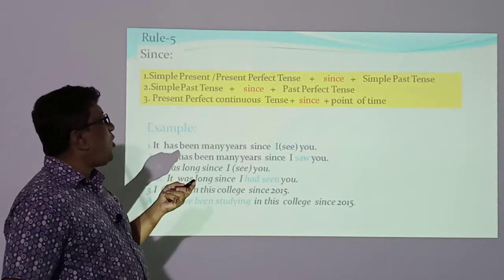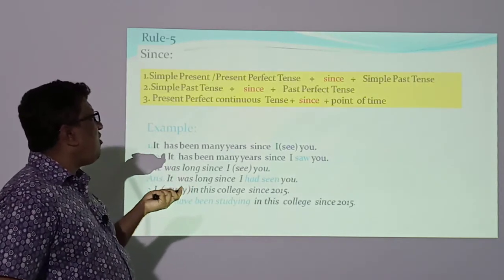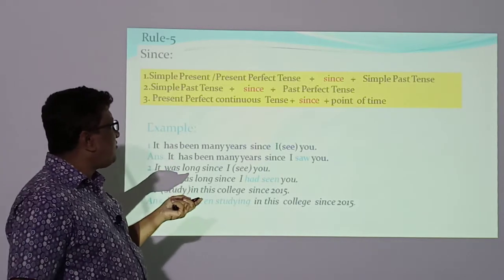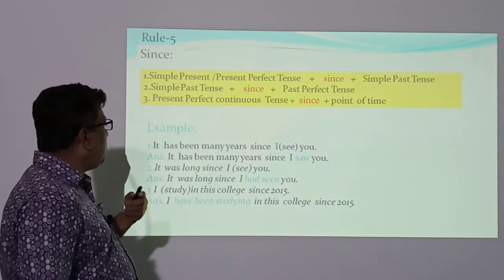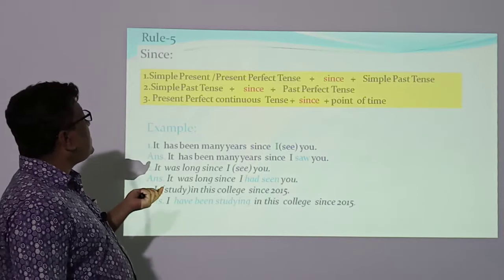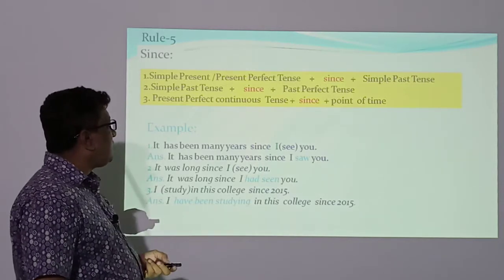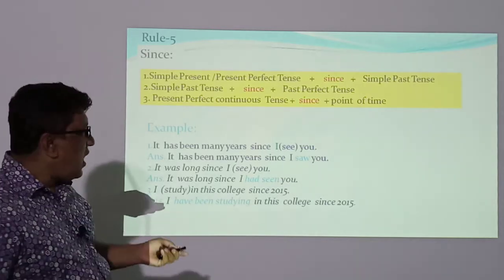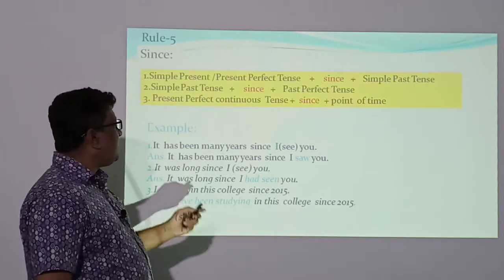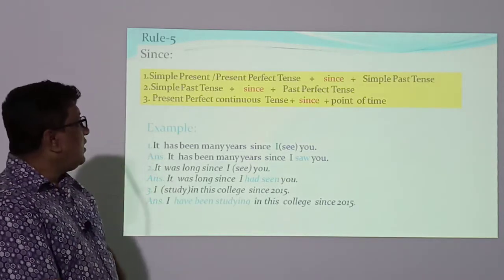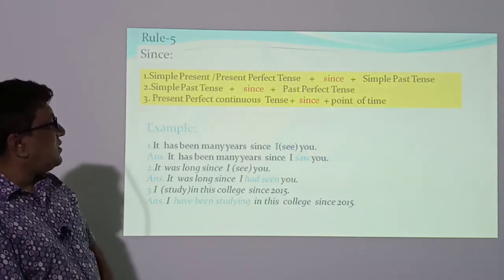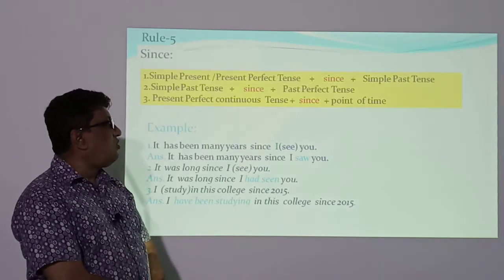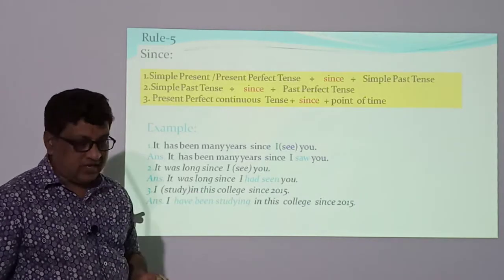The third example: I studied in this college since 2015. 2015 is the point of time. As since is followed by a point of time, we will use present perfect continuous tense before since. So the correct answer will be: I have been studying in this college since 2015.